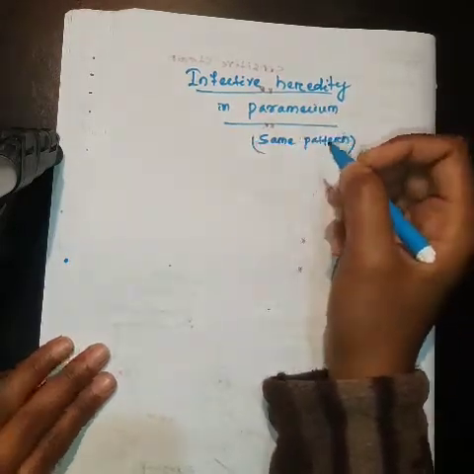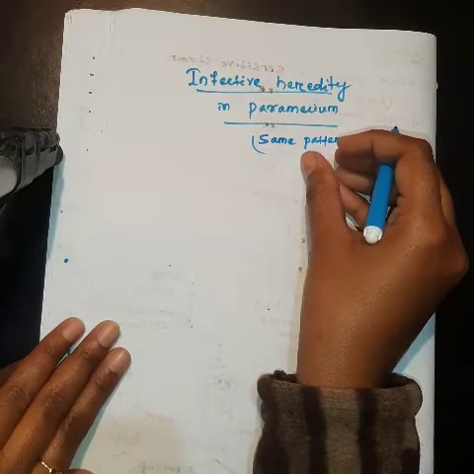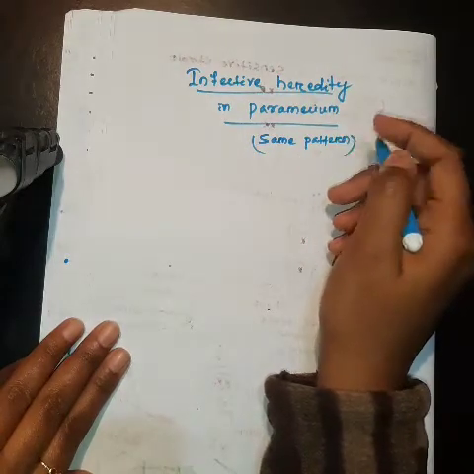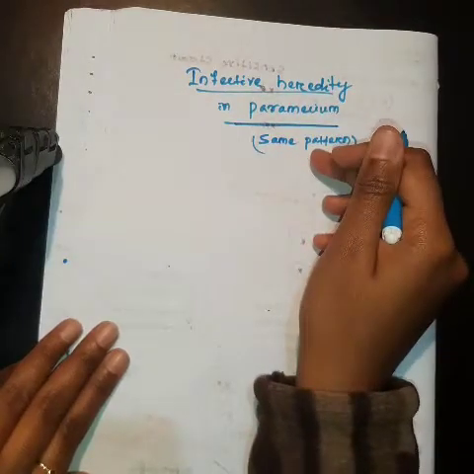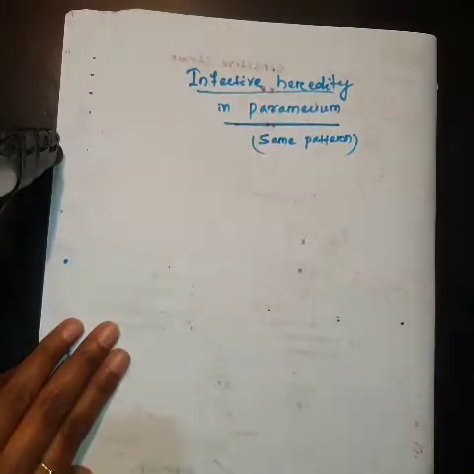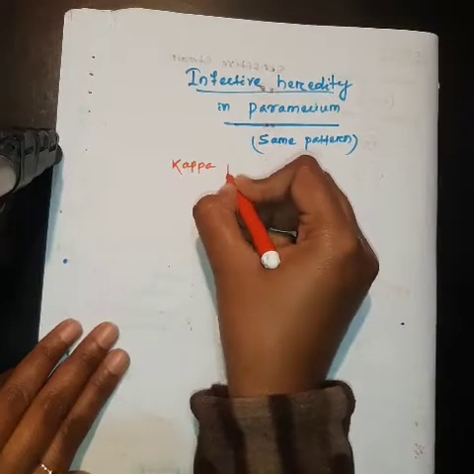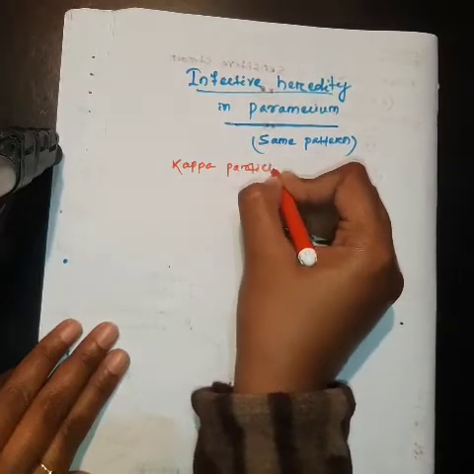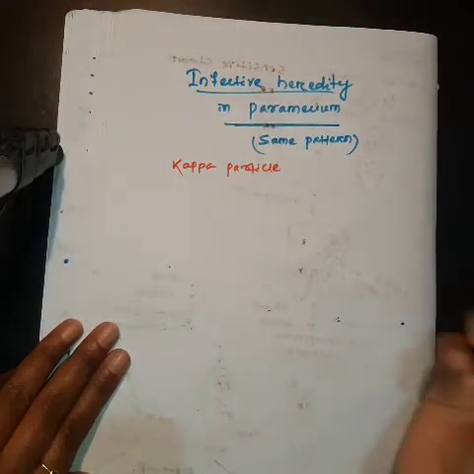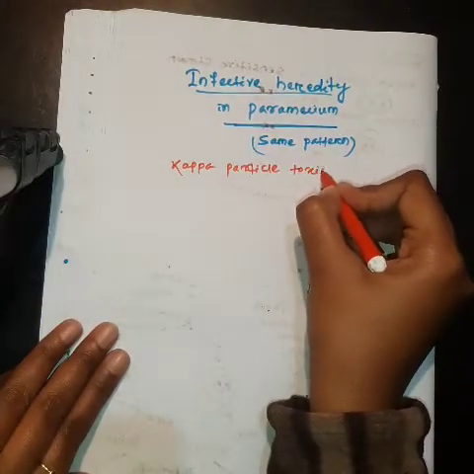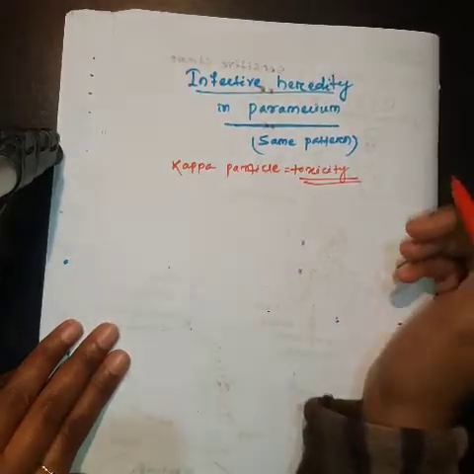And what is the particle that actually creates the infection in case of Paramecium? First of all, in Paramecium, as you know, conjugation is the major process, and here there is a particle. The name of the particle is kappa particle. This is the particle that actually shows the toxicity in Paramecium.